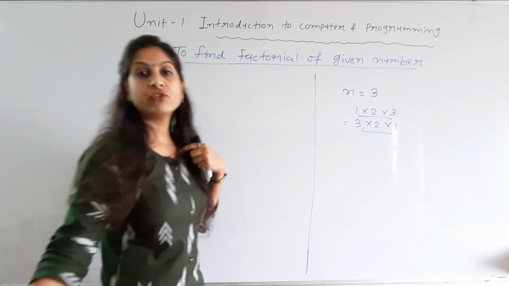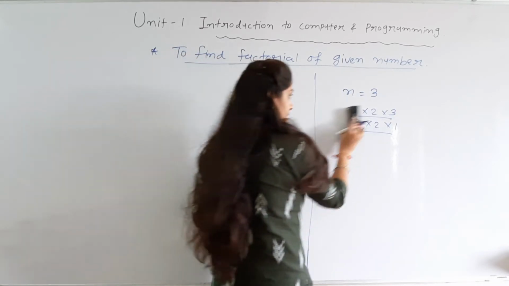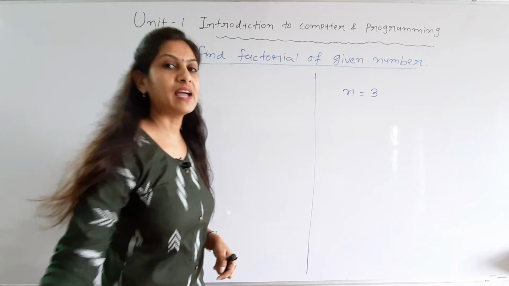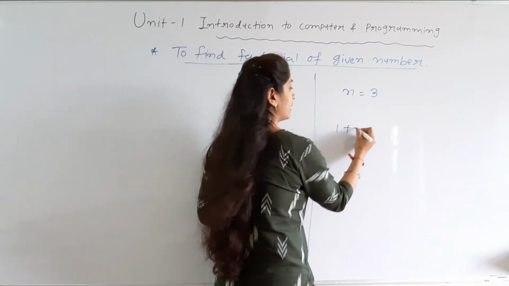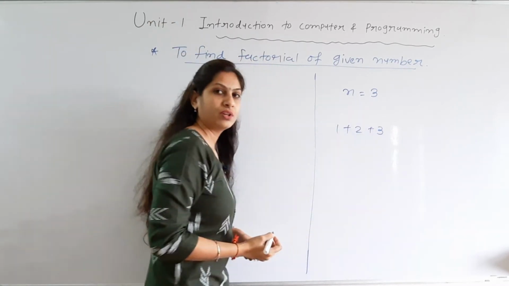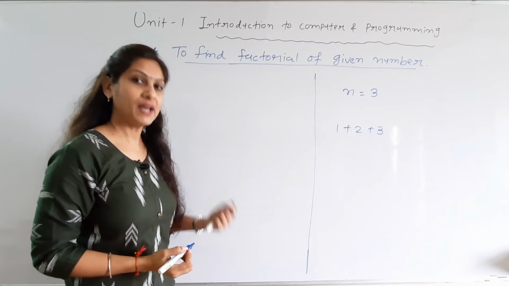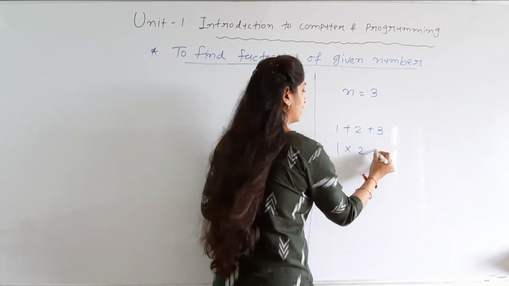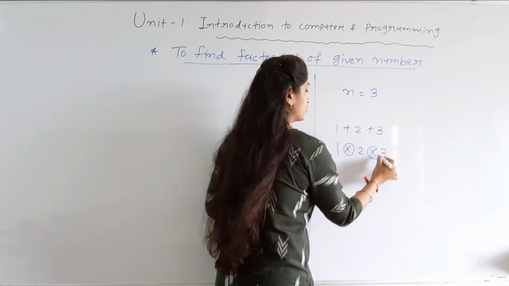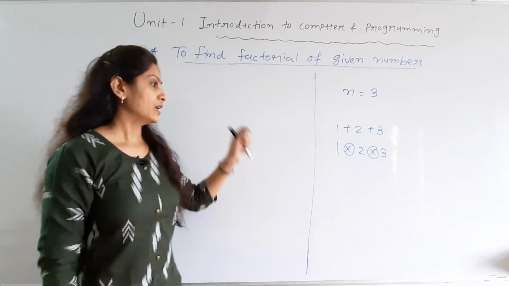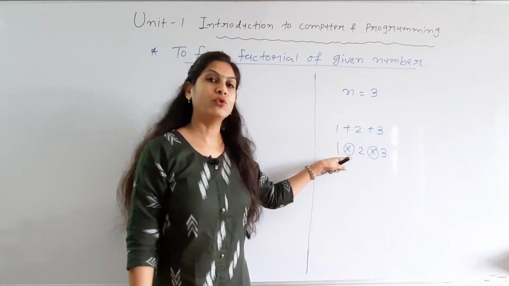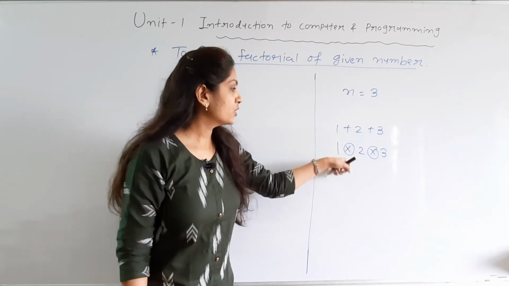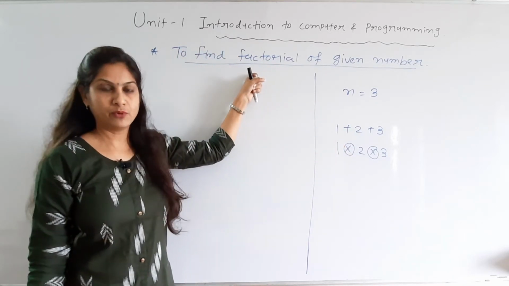So if you remember in our previous problem, what did we write? We wrote 1 plus 2 plus 3. Yes or no? That is the sum of 1 to n. Now the same logic we have to apply, but only the sign is changed. That is, instead of plus we have to put the multiplication sign. So it now becomes the factorial problem.